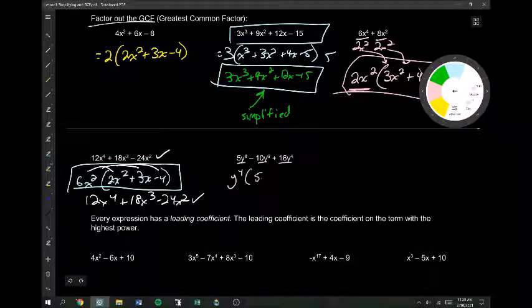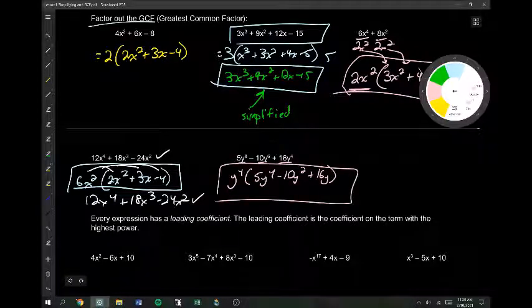That leaves me with 5y to the 4th minus 5y squared, minus 10y squared plus 16y. There's my factoring.